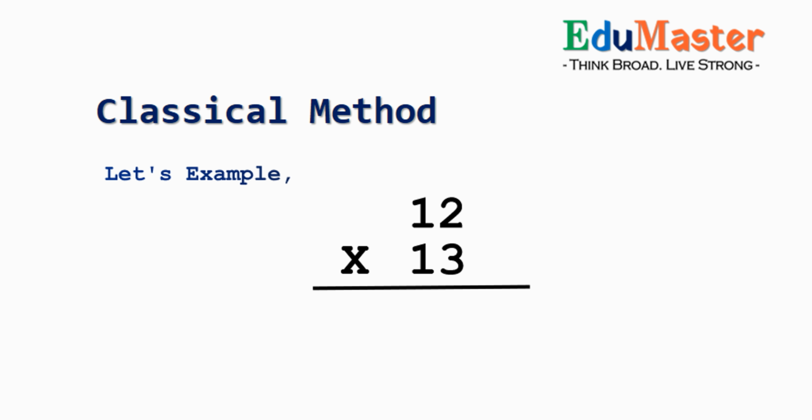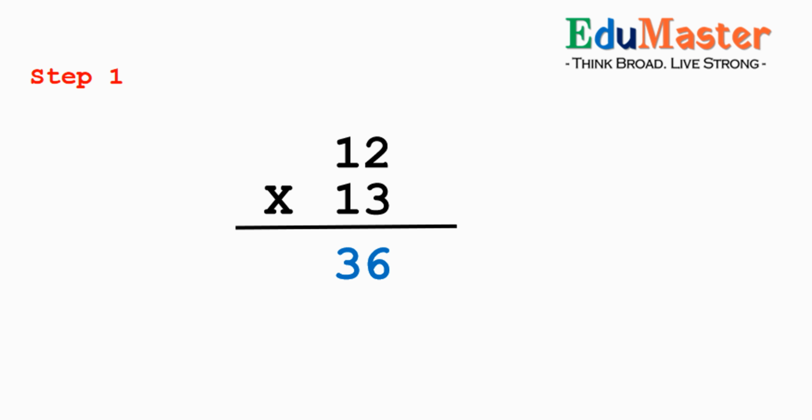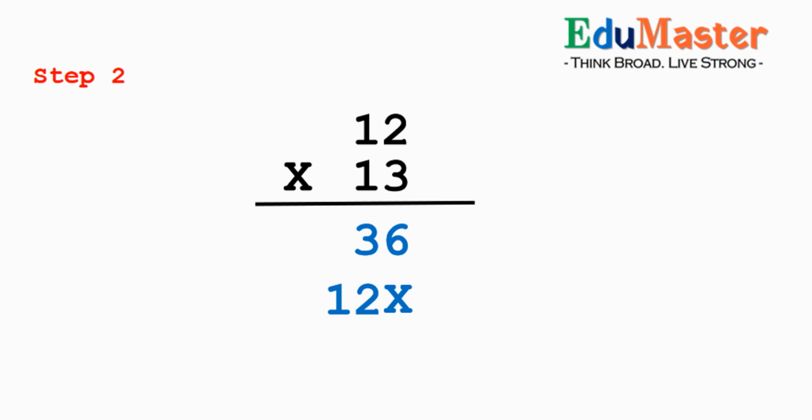To find the answer using the classical method, what we always do is multiply the top line with the bottom line's ones digit, like we multiplied in the previous example. So here, that ones digit is 3. So we multiply 3 with 2 to give us 6, and then multiply 3 with 1 to get 3. Hence we get 36. Now put a cross under the 6 and then multiply 1 with the top line. That gives you 12, which you have to write preceding the cross.